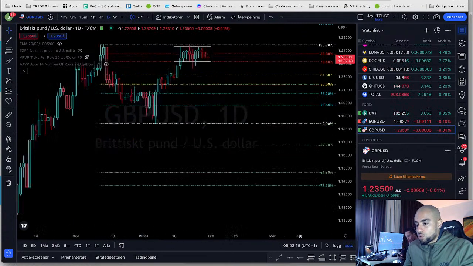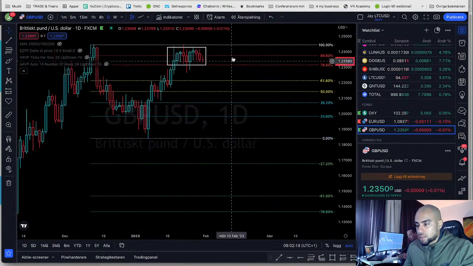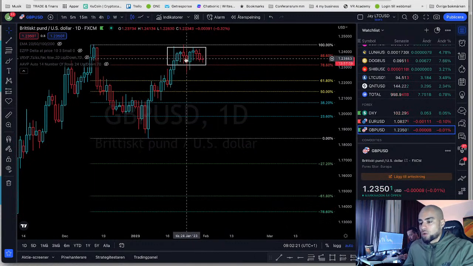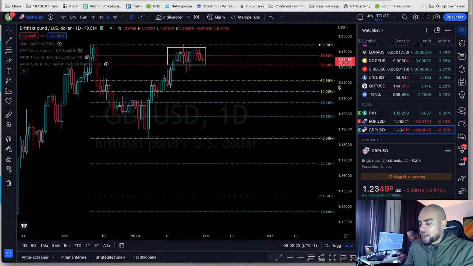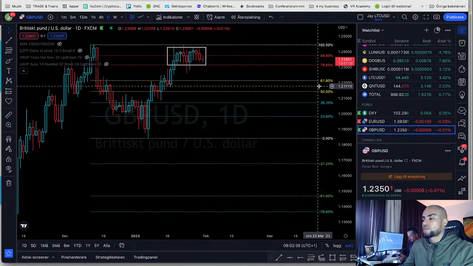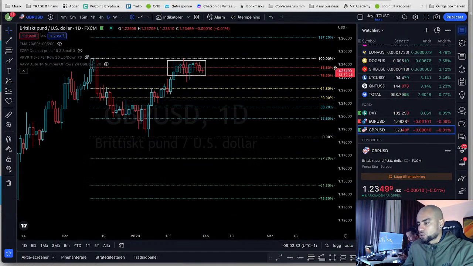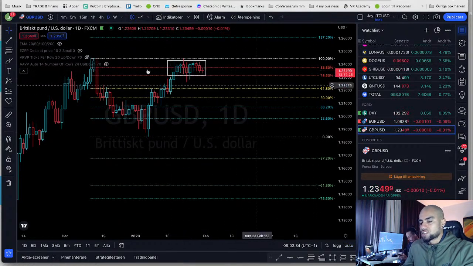And the zone, of course, is the supply zone. What is the supply zone? The supply zone, as I always say, is between the 78.6 and the 88.6 Fibonacci retracement. So these two red lines that you see here is the supply zone.